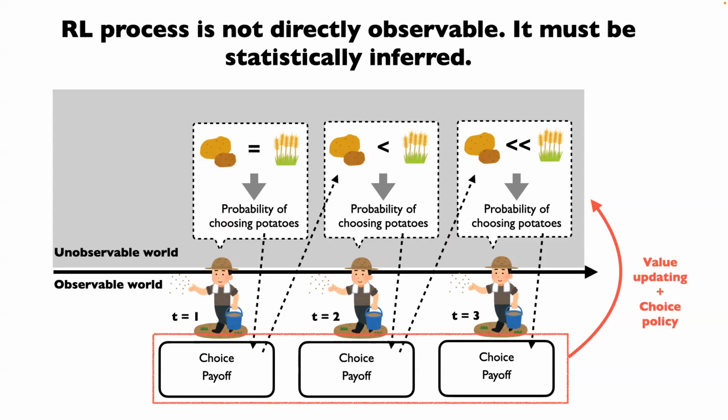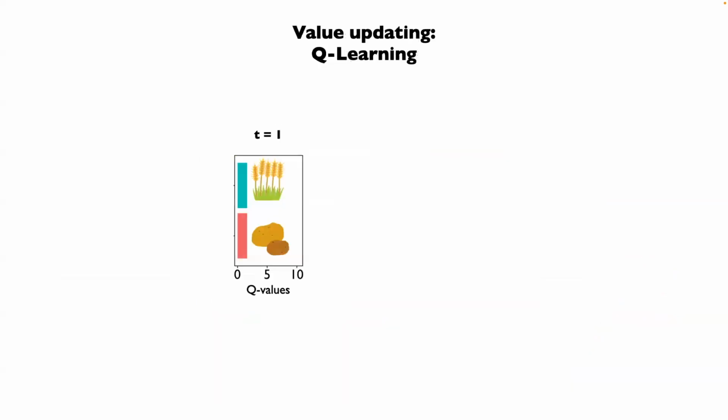So what is the possible model of these reinforcement learning processes? Let me briefly show one of the simplest versions of a reinforcement learning model, which we will use in many other social learning versions later on. First, we need to think about the value updating process. Here I'm going to talk about so-called Q-learning, which is quite simple.